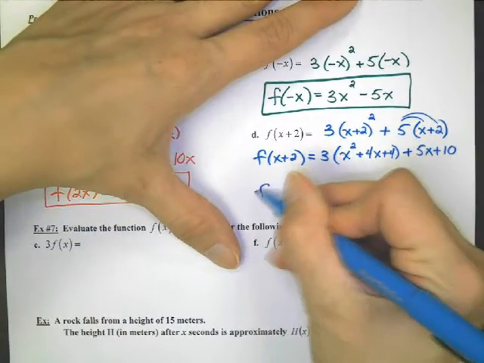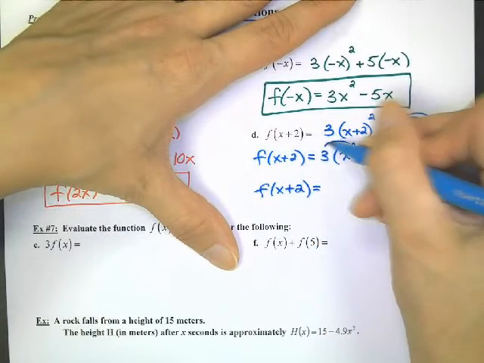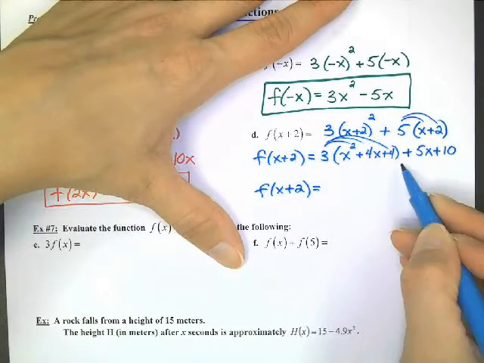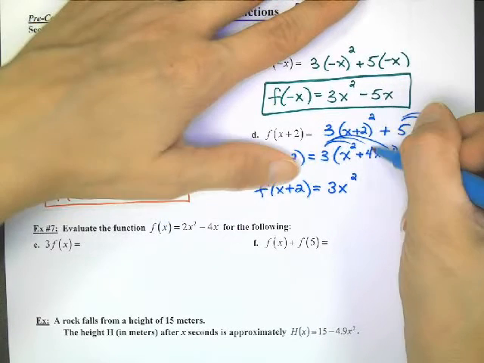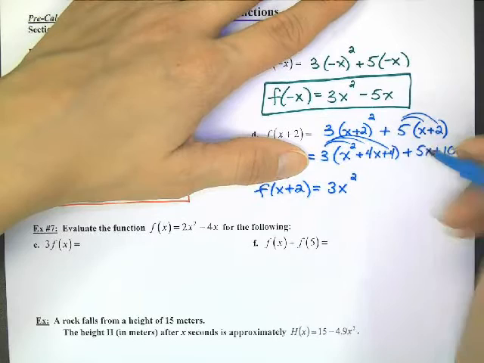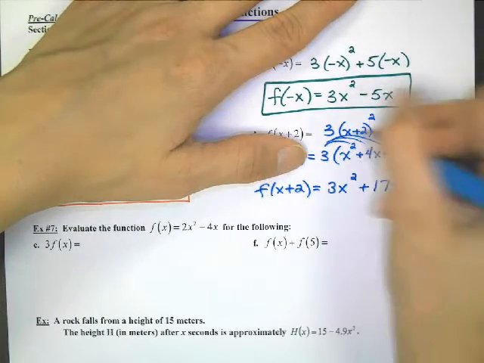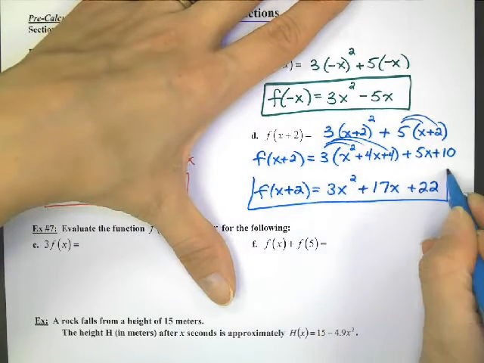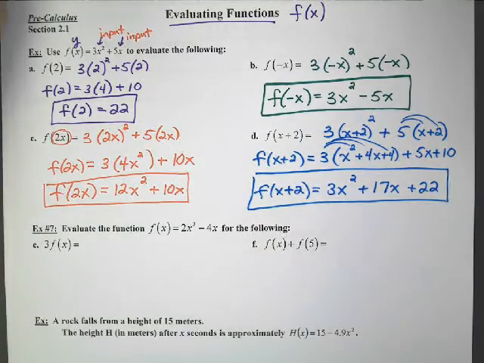And I am going to try to speed things up here a little bit. I am going to distribute and add these together at the same time. So 3x squared is the only 3x squared term, plus 12x plus 5, that's going to be 17x's, plus 12 plus 10 is 22. Again, if you need to take more steps than this to show more work, then you can go ahead and do that. All right, let's do some more evaluating.